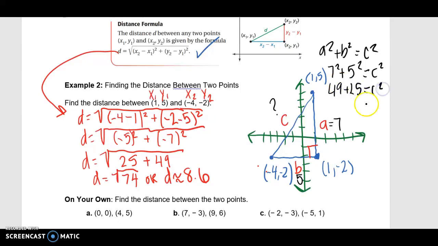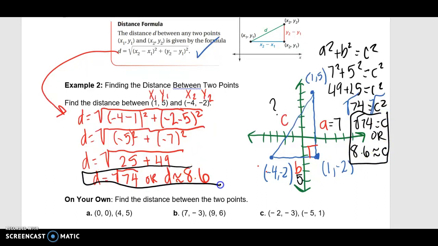I'm going to square both of them, combine them, and remember the opposite of squaring a number is taking a square root. So once again, we are left with the same answer, the square root of 74, or you could say that C is about 8.6. Either answer will work. So you can see you can either use the distance formula over here, or you can use the Pythagorean formula over here. Either way, you'll still get the same answer.